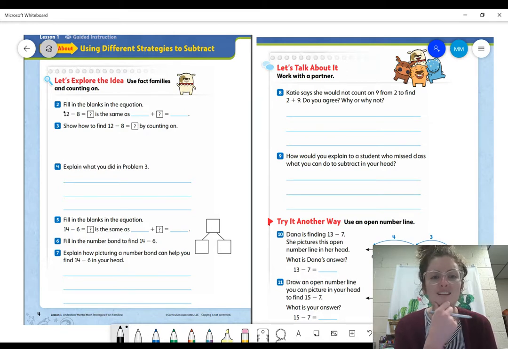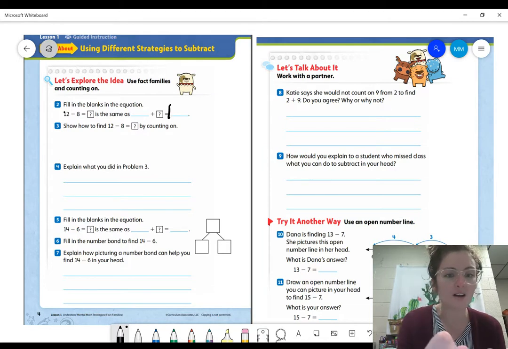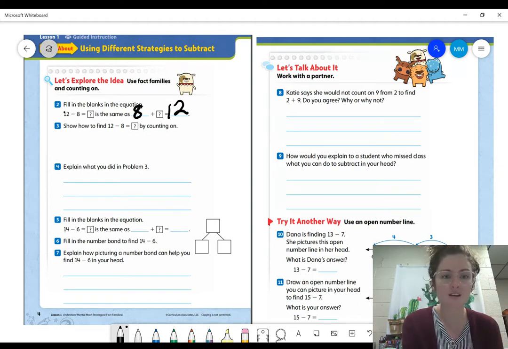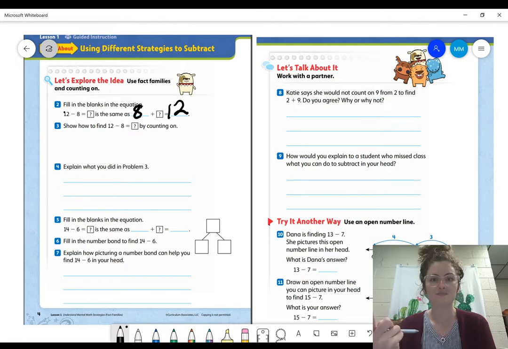So let's think. We know that when we subtract, we always start with our whole, right? So in 12 minus 8, what is our whole? 12. So I know that 12 is going to be my whole. And what is the part that I know I can add? I know that 8 would be a part. So I need to find what the missing part is to 8 plus blank equals 12.